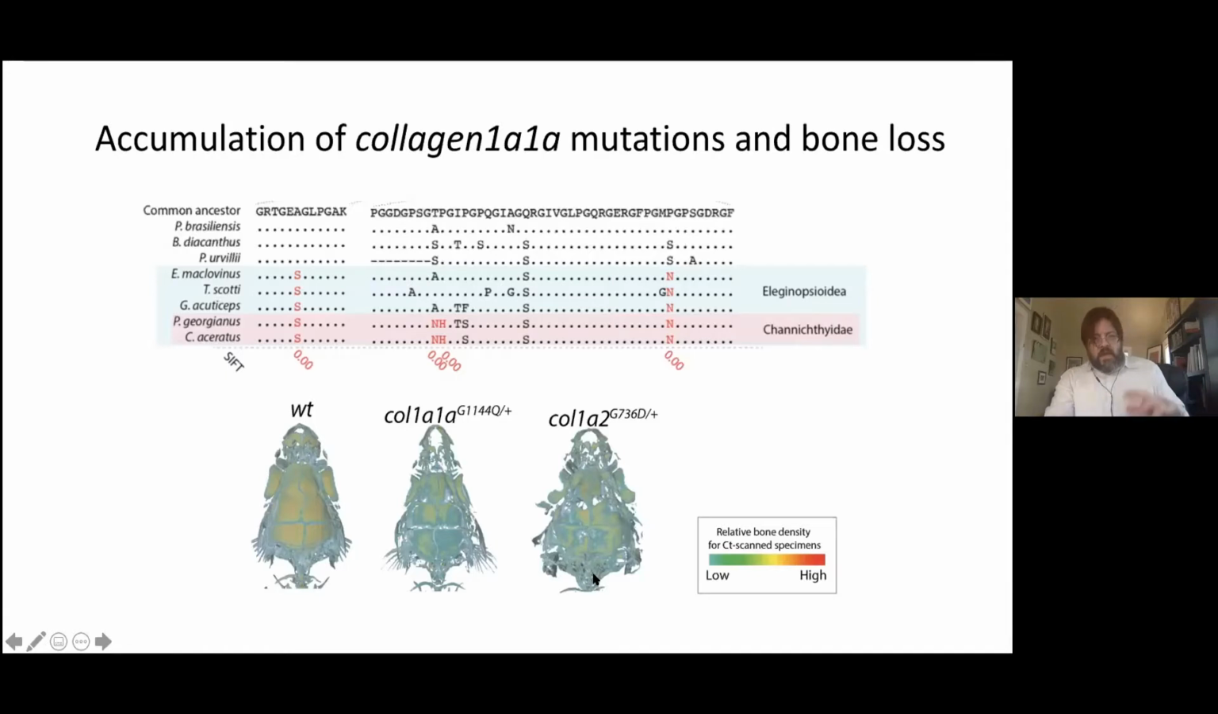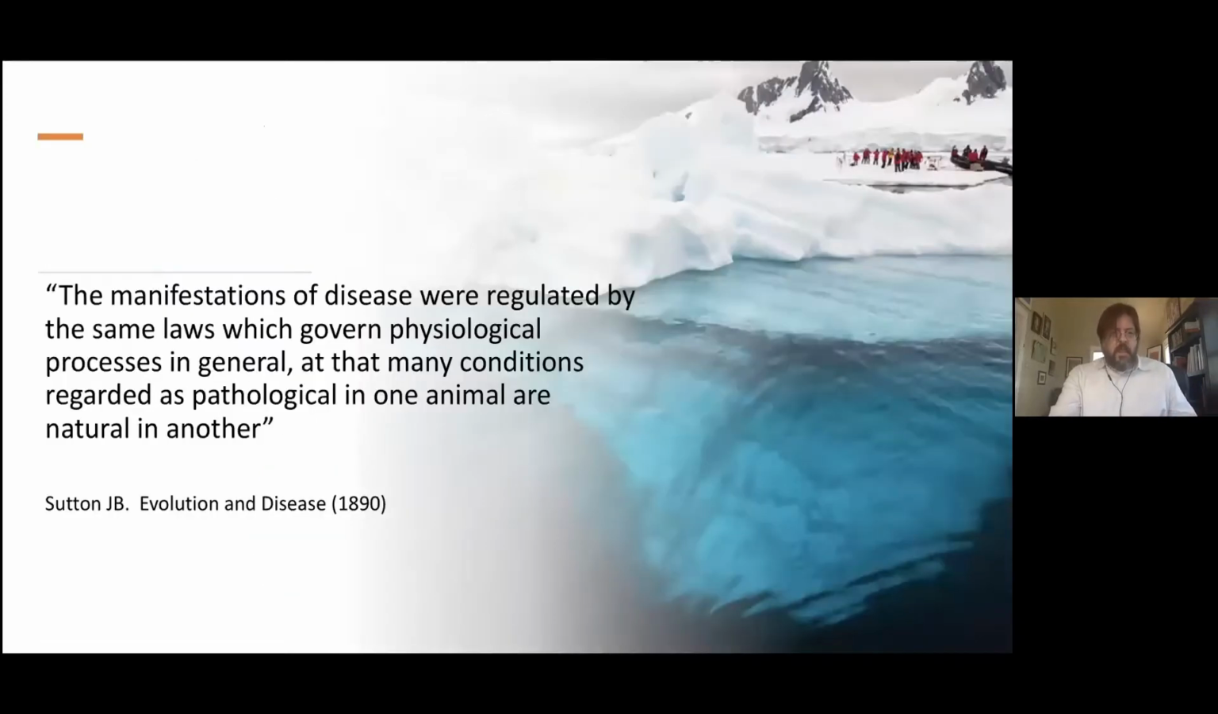So the power is that we can actually start to pull out multiple different loci affecting the trait, similar to what you would do in a GWAS, but on an evolutionary scale. But underlying this is a more fundamental, core statement, which is that the manifestations of disease that we think about in humans are actually regulated by the same laws which govern physical processes in general, right? So many conditions regarded as pathological in one species could actually be natural and selected for in another. And so I think that's what we're pulling out in many of these different scenarios: we actually get natural models of the disease pathology that we see in humans.